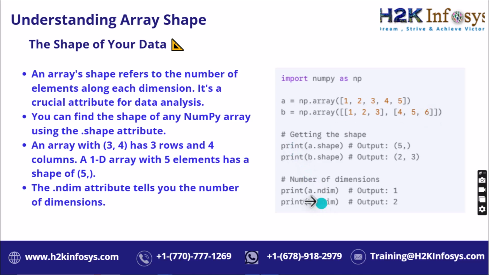Whereas the ndim attribute will just say how many dimensions it is, 1 or 2. The shape attribute will tell you the number of dimensions as well as the elements also. For example, here 5 elements are there in a single row, whereas in the second example we have 2 rows and 3 columns. But ndim will just tell how many dimensions it is, 1 or 2, like that.